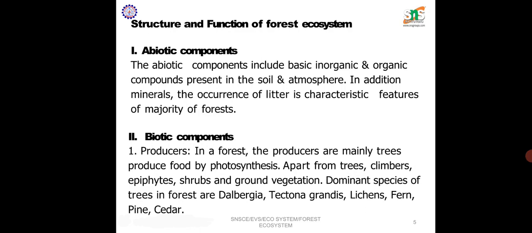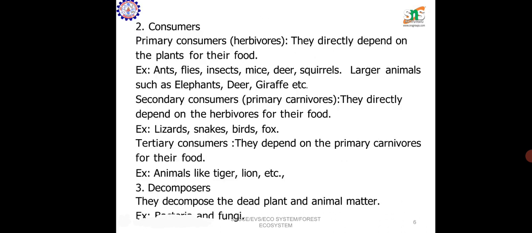So biotic components. The first one is the producers. In a forest, the producers are mainly trees, which produce food by photosynthesis. Apart from trees, there are climbers, epiphytes, shrubs and ground vegetation. So dominant species of trees in the forest are Dalbergia, Terminalia, and lichens, fern, pine and cedar.